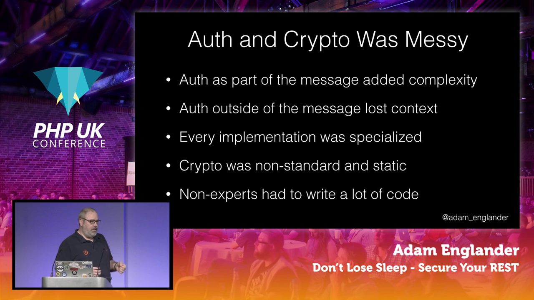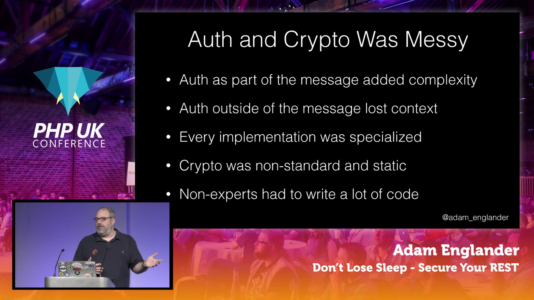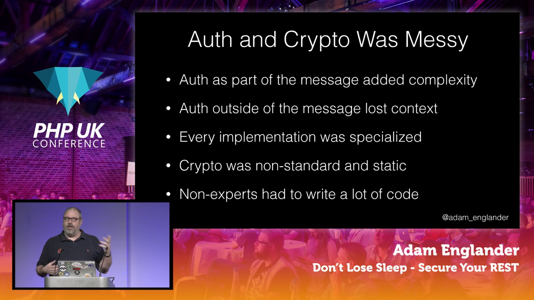But in all of these APIs, and maybe you've experienced this yourself if you're writing APIs, auth and crypto was messy. When you add the auth to the message, it adds complexity on the back end, where you have to be able to parse the message just to deal with the fact that someone is giving you credentials. When you remove it outside of the message, you lose context. You're not quite sure what it's actually trying to authorize.